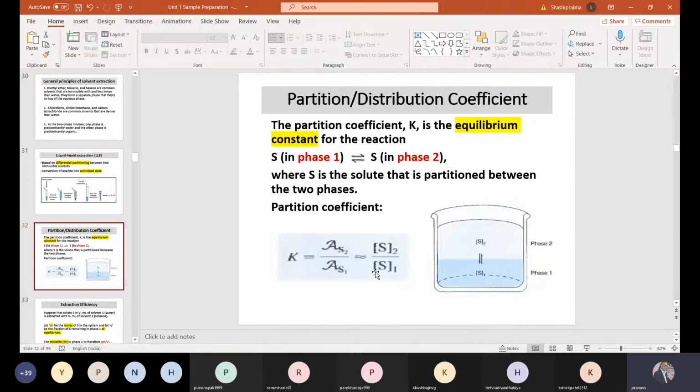Now there is a convention, as I said, that in the denominator we always represent the concentration in the aqueous phase, and in the numerator we use the concentration in the organic phase. This is a convention because in some cases the organic solvent is denser, and in some cases it is lighter than the aqueous phase. But whatever the case may be, organic phase is taken here and aqueous phase is taken here as phase 1. Aqueous phase is phase 1 and organic phase is S2.